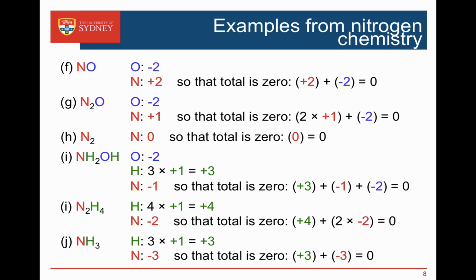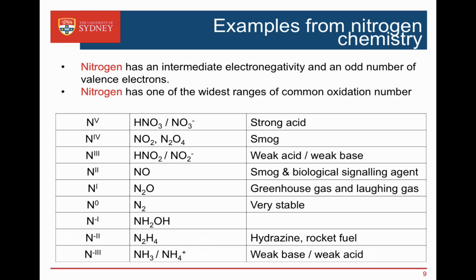And lastly, ammonia, 3 lots of +1 from the hydrogens must be balanced by -3 on the nitrogen to give us an overall charge of 0. +3 from the hydrogens, -3 from the nitrogen gives us 0 for the overall molecule. And as you see, nitrogen can go all the way from +5 down to -3, and every step in between. Nitrogen has an intermediate electronegativity, it has an odd number of valence electrons, and as a result, nitrogen has one of the widest ranges of oxidation numbers throughout chemistry.